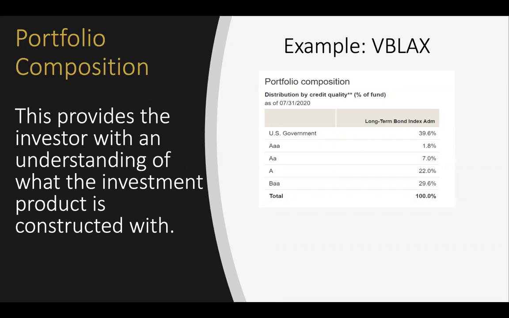So you have U.S. government, you have AAA bonds, you have AA bonds, single A, and BAA bonds. What those are isn't that important for the purpose of this conversation, but from U.S. government to BAA are essentially least risky to most risky. U.S. government bonds are the least risky. They're backed by the U.S. government. That's 40% of this portfolio.